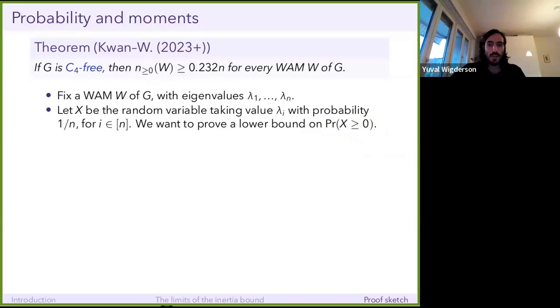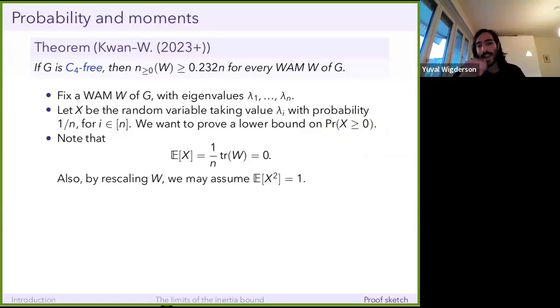When you have a random variable, probably the first thing to think about is its mean. The mean is very easy to compute. The mean of this random variable is 0, because the sum of the eigenvalues is 0, because it's just the trace of the matrix W. After you know the mean, you might want to know the variance. For that, you can observe that this whole problem is invariant if we scale the matrix by any constant. If we multiply all the entries by 10, that doesn't change the proportion of eigenvalues that are non-negative. So we can always rescale the matrix and assume that the second moment of this random variable is 1. It's just for simplicity, it doesn't really affect anything.